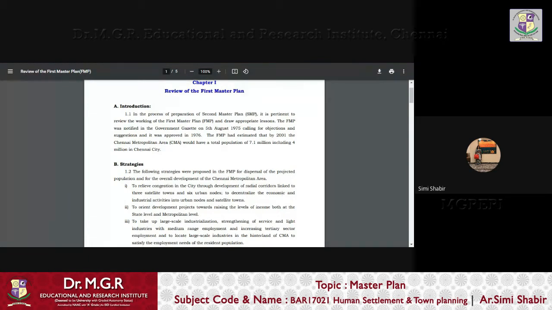What are the flaws? What are the good points? The advantages? The drawbacks, etc. And then let us draw a comparison here. The first master plan was notified in the Government Gazette on the 5th of August 1975, calling for objections and suggestions, and it was also approved in the year 1976.